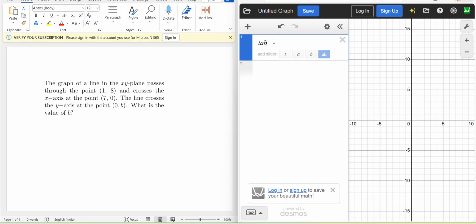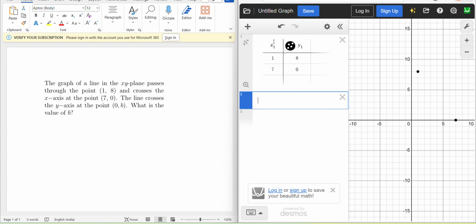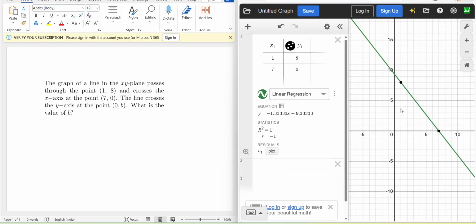So here what you can do is, the question has told us that the line passes through the point (1, 8), and the x-intercept is also given, which is (7, 0). Now you draw the line, and as you can see, this line is given in the question. Now we have to find the value of b. So how can we find the value?